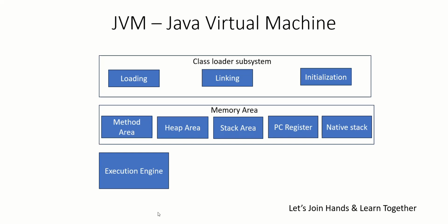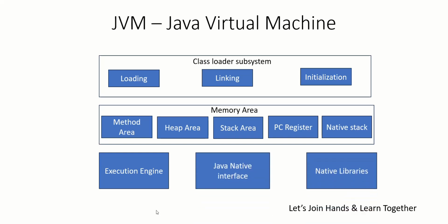Okay. Then if some native language or native code is present, that native code needs to be executed by the Java program, right? That is why we have the Java Native Interface. This one is responsible for executing the native libraries. A native library is nothing but a library or a program which is written in a native language like C or C++. Okay, this is the architecture of JVM. We will understand it one by one.